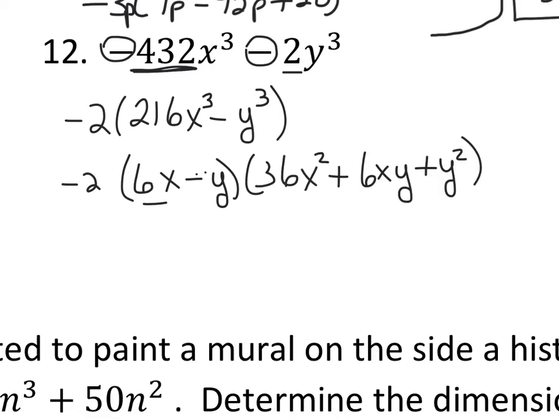Okay, so we end up with 36x squared, which is 6x squared. And then we end up with a plus, because this sign has to be opposite of this sign, plus 6xy, and plus y squared. Just remember, doesn't matter if it's positive or negative here. Anytime you square something, it's always positive. So this right here is always going to be positive. And that's it. We put a box around our answer and we are done.